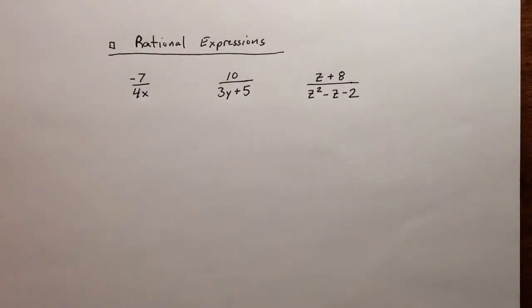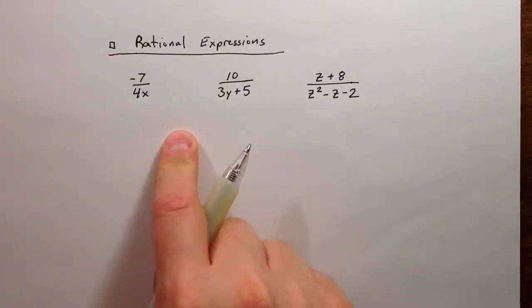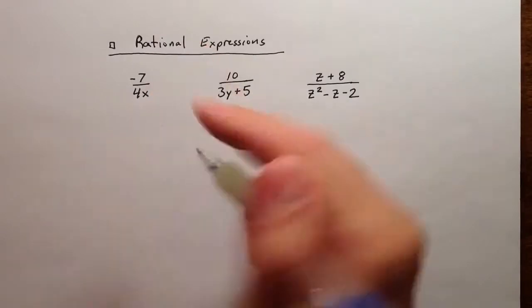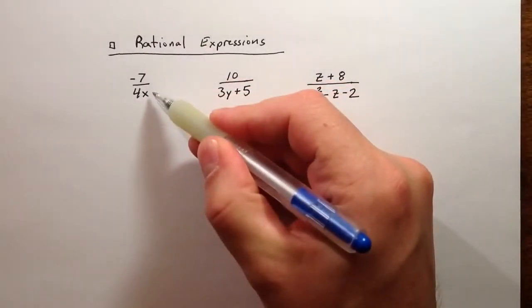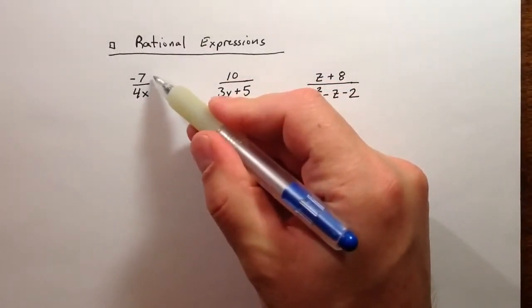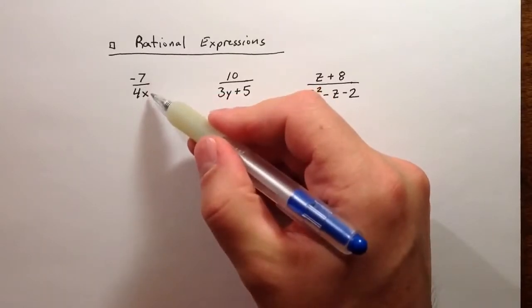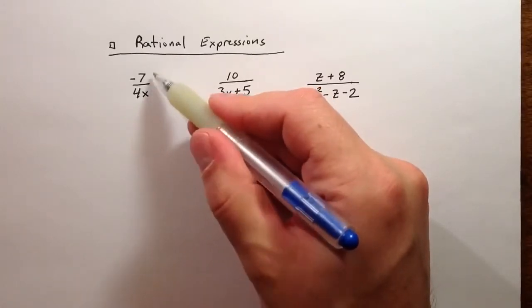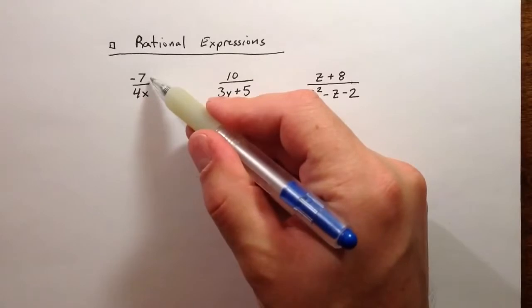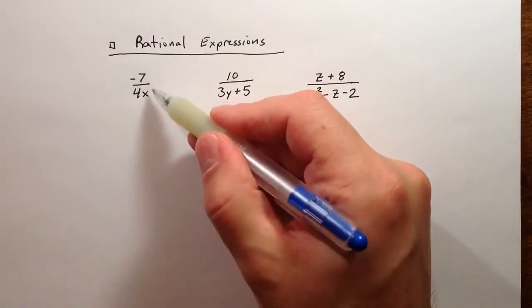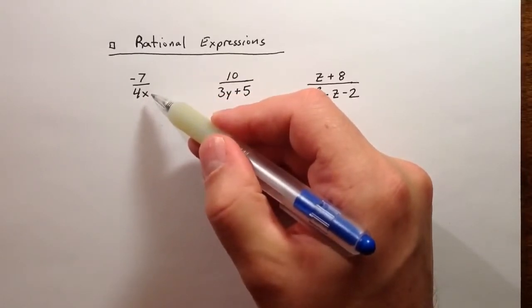Let's take a look at some rational expressions. A rational expression is a ratio of two polynomials. So -7 is like a constant polynomial, 4x is another polynomial, and so writing one of those in the numerator and the other in the denominator creates a rational expression.